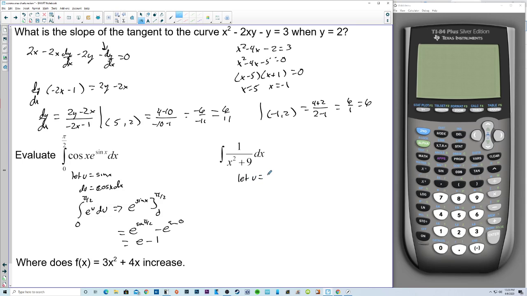Let's let u equal x over 3. So that 3u is x, and 3 du is just simply dx. So we have 3 integral. We're going to make dx into 3 du. And then x squared is, well, if we plug 3u in for x, we get 1 over 9u squared plus 9. That's really what we wanted, so we can factor out a 9. So 3/9 is 1/3, 1 over u squared plus 1 du. That's 1/3 inverse tangent of u, but u is x over 3.